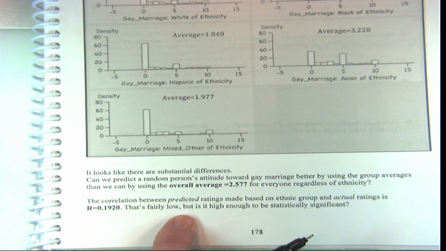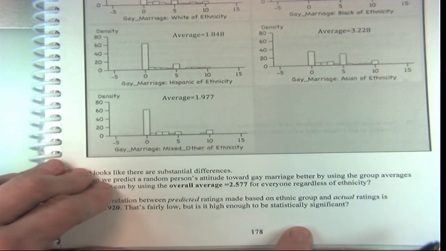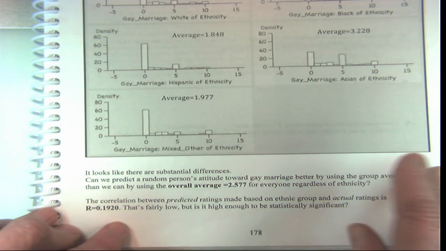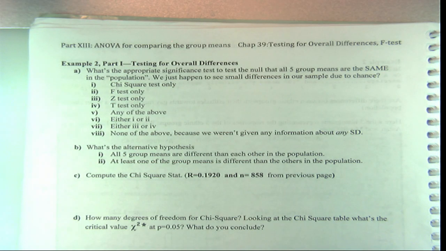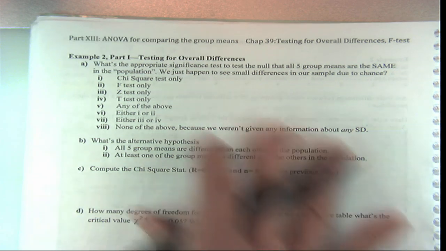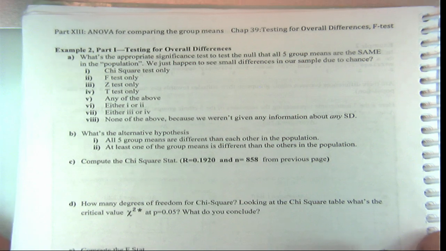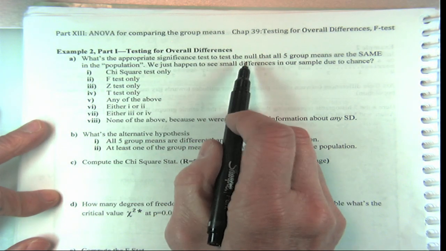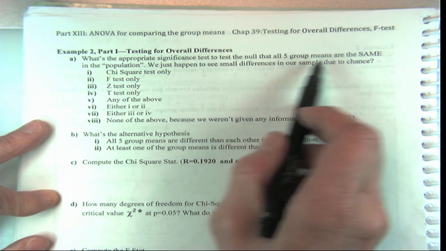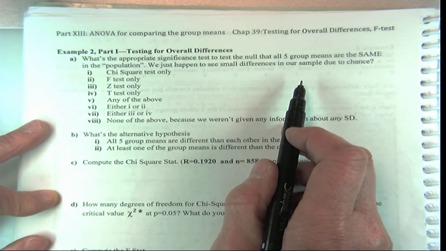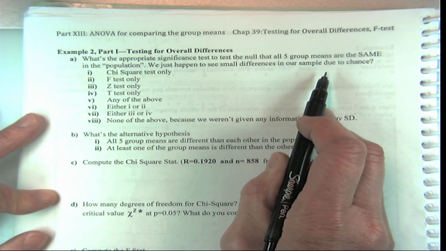That's fairly low, but the numbers are high, so is it statistically significant? It's 0.2, so almost. So now we're going to just quickly, instead of doing the whole chart, and we certainly can't compute SS within by hand, we're just going to use R squared. Okay? So what's the appropriate significance test to test the null, that all group means are the same? We just happen to see small differences in our sample.